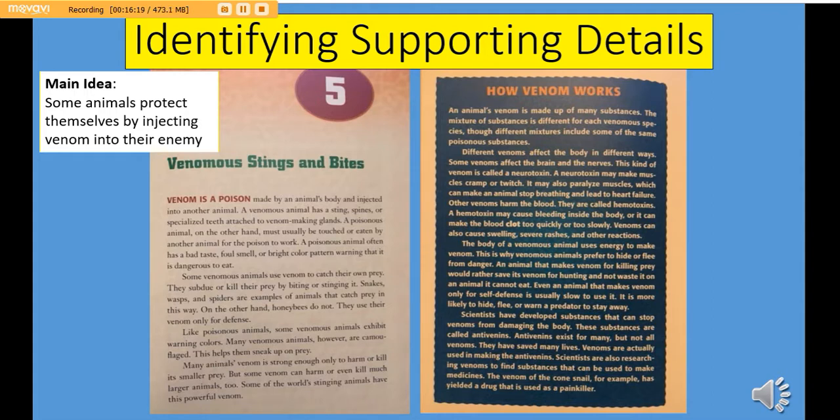Take a moment to pause the video, look back at the section that was just read, and see if there are any details that you need to pull out as supporting details for your main idea.